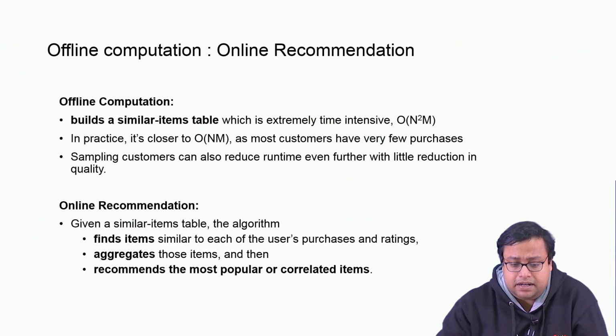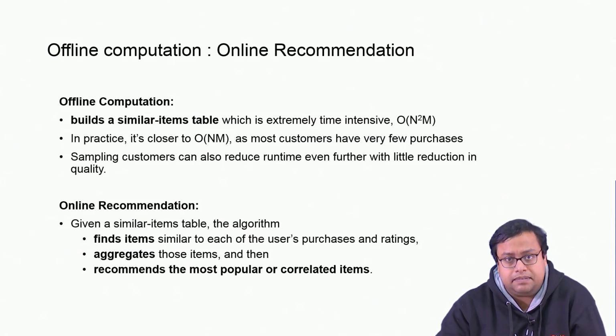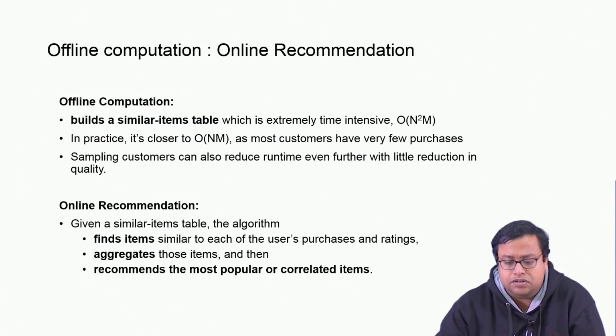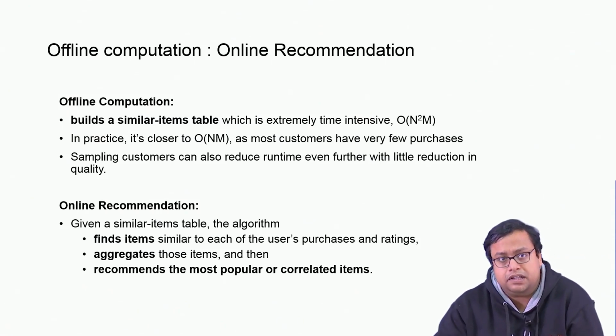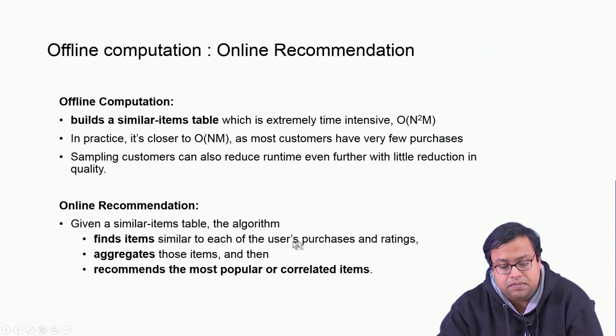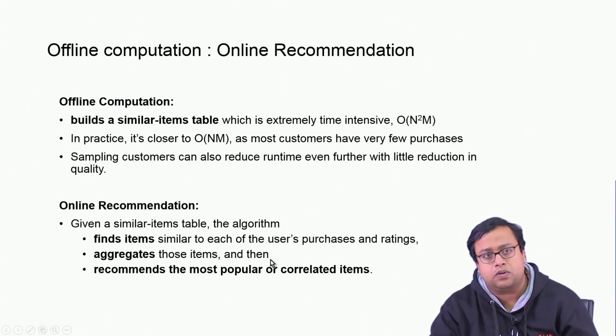Offline computation has to be done, because building a similar item table requires lots of time; it is extremely time intensive. In practice, it is closer to O(MN), because most customers have very few purchases, and sampling customers can also reduce runtime even further with a little reduction of similarity. Online recommendation: given the similar item table, the algorithm finds items similar to each of the user's purchases and ratings, aggregates those items, and then recommends the most popular correlated items.